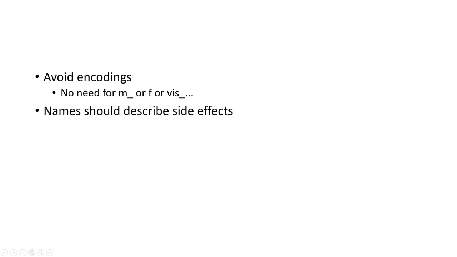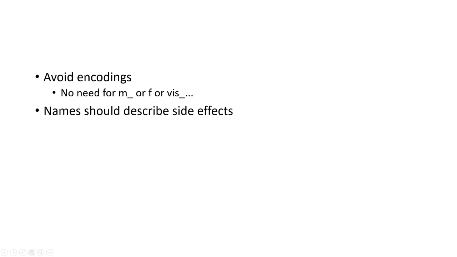Avoid encodings. There's really no need for these encodings anymore. I think there maybe was in earlier programming languages, but there's no need for an m underscore, or an f underscore before a function so you understand that it's a function, or this viz underscore, which was for visual imaging system, what Uncle Bob says. There's really no need for these encodings anymore, at least in Java, and I think in a lot of today's programming languages.